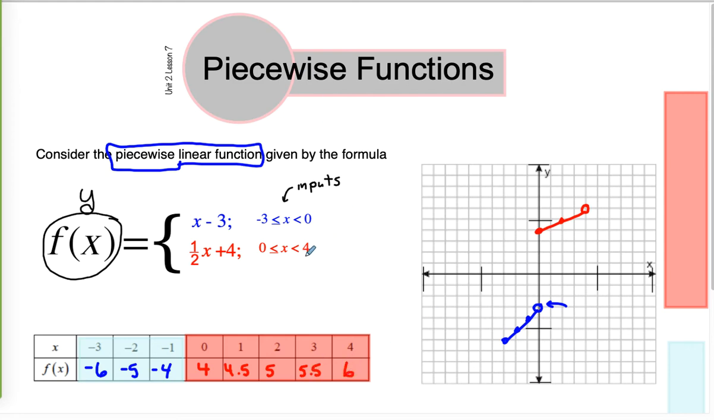Remember, just be careful that if you are graphing the blue line, 0 will be an open hole, but 0 will be closed on the red line, and 4 will be an open hole on the red line.